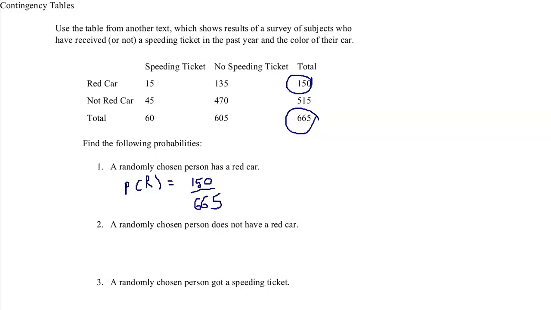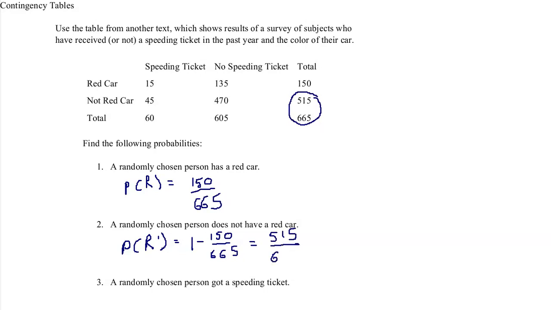Now, the next thing we're going to ask, what's the probability that a randomly chosen person does not have a red car? So there are two ways we can do this. We could say the probability that the car was not red is 1 minus that 150 over 665. Or we can just look up at our table and say how many people don't have red cars out of the number of people that we have in total. Either way, that answer is 515 out of 665.